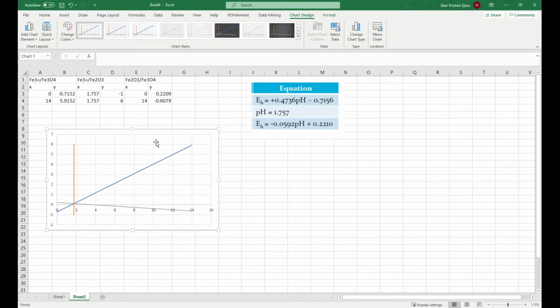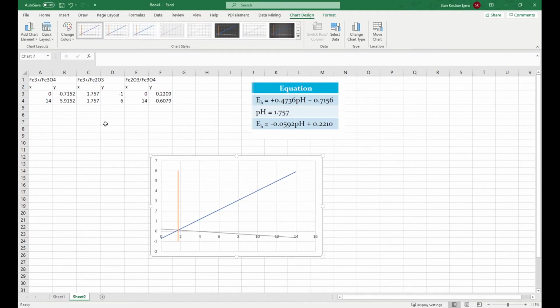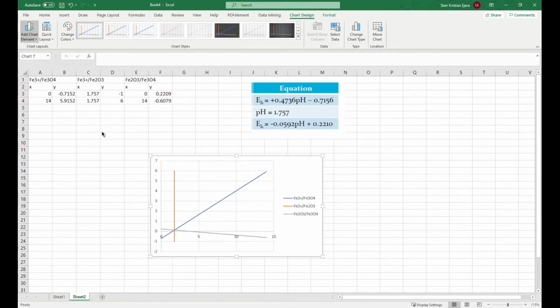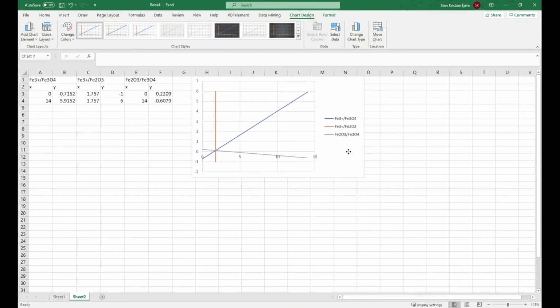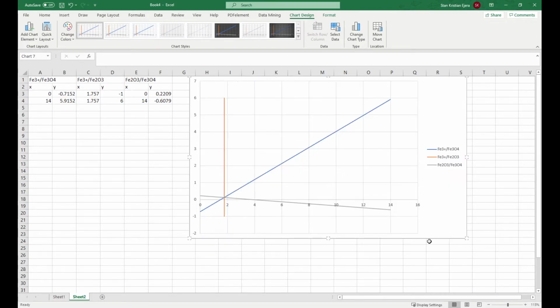Now, ganyan siya. And to make it easier, let's add a chart element, no? And let's place data label, legends. And let's place it to the right para mas makita natin, no? Okay? So we don't need this equation anymore. Tatabunan ko na lang siya.